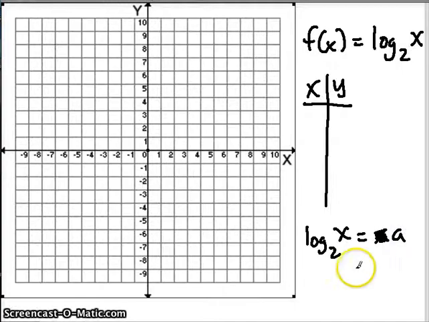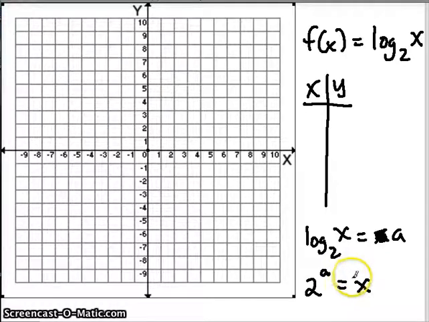So we could use another letter. We'll say 2 to the a. So if I use my circle method, I got 2 to the a equals x. And 1. So this ends up being your output, and this ends up being your input. So it's kind of backwards of what you would normally think about.